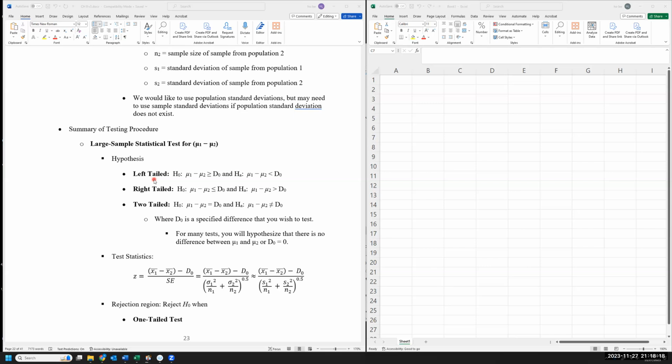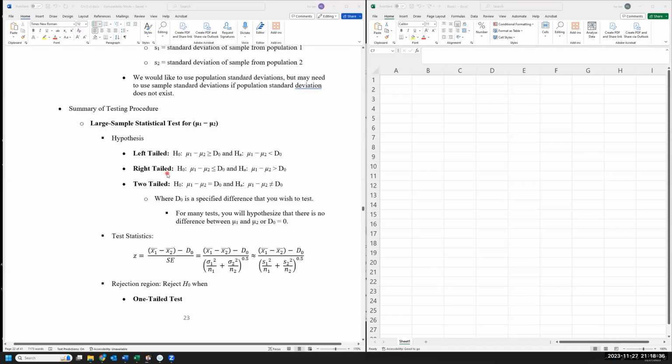If it's a left tail, one-tail test, the H naught, the null hypothesis, is mu1 minus mu2 is greater than or equal to D naught, and the alternative is the opposite, mu1 minus mu2 is strictly less than D naught. If it's a right tail test, the null hypothesis is mu1 minus mu2 is less than or equal to D naught, and the alternative hypothesis is mu1 minus mu2 is strictly greater than D naught.